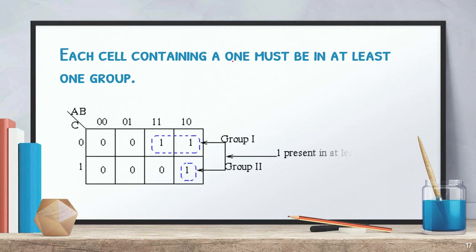Now we can follow the rule that every 1 must be contained. In this particular portion, each cell containing a 1 must be in at least one group. That means 2 to the power of 0 is a group of 1, so a single 1 can also be called a simple group. And here we can also make these two groups.